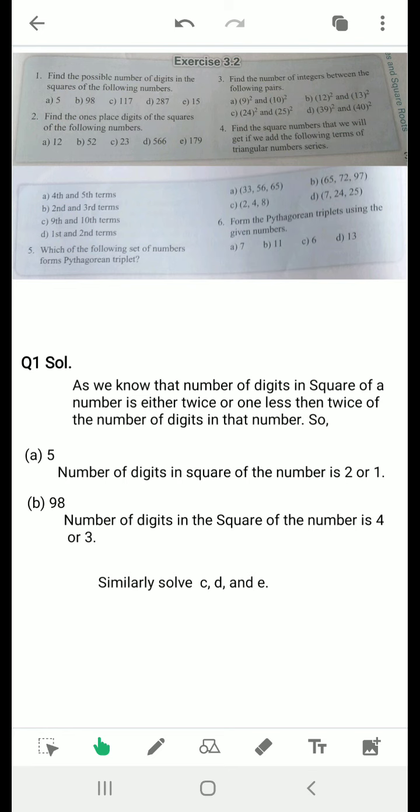Okay, now read the second question: find the ones place digit of the square of the following numbers. There is no need to find the square of the number, we only need to find the ones place digit. You already learned about place values: ones, tens, hundreds, thousands, like that. If you find the square of 12, what will be the ones digit of that number? That is what we have to find.